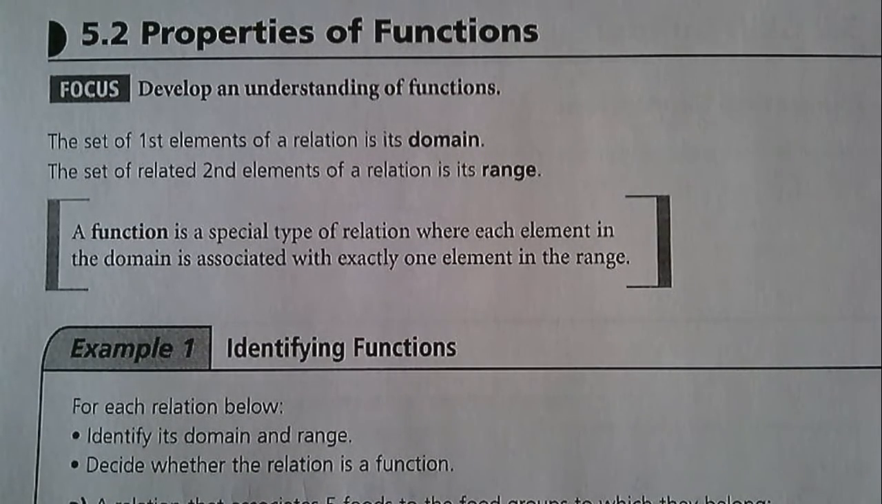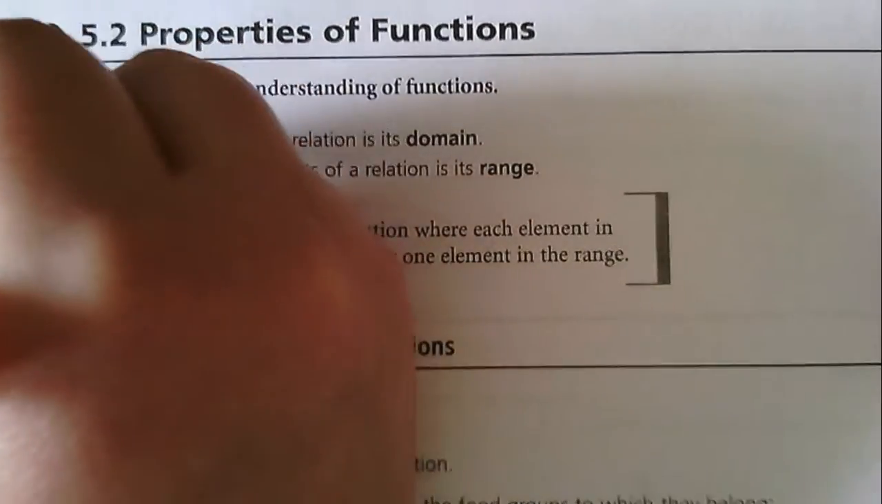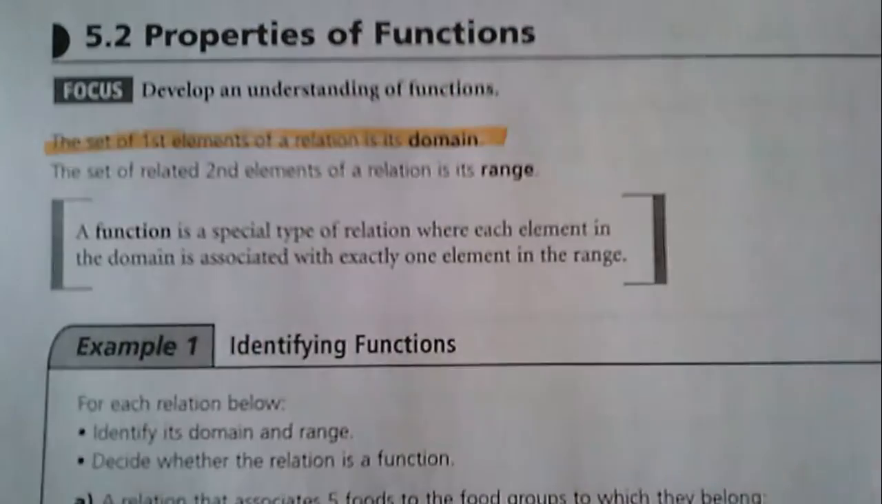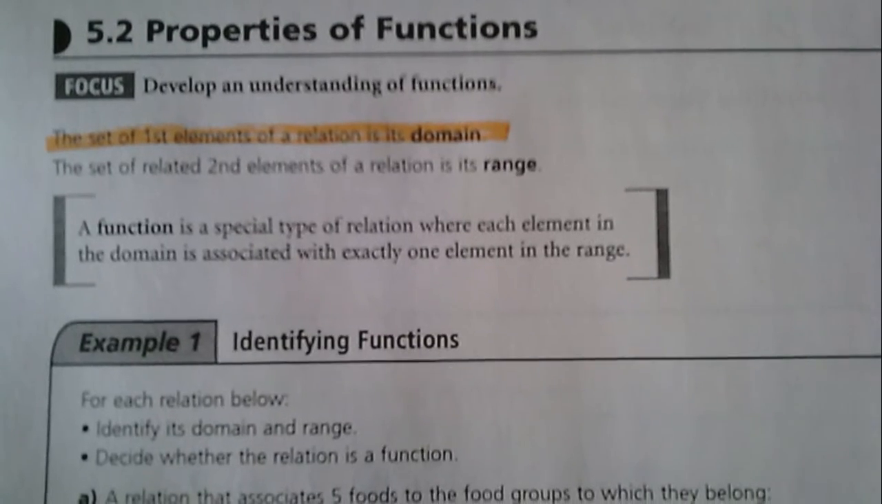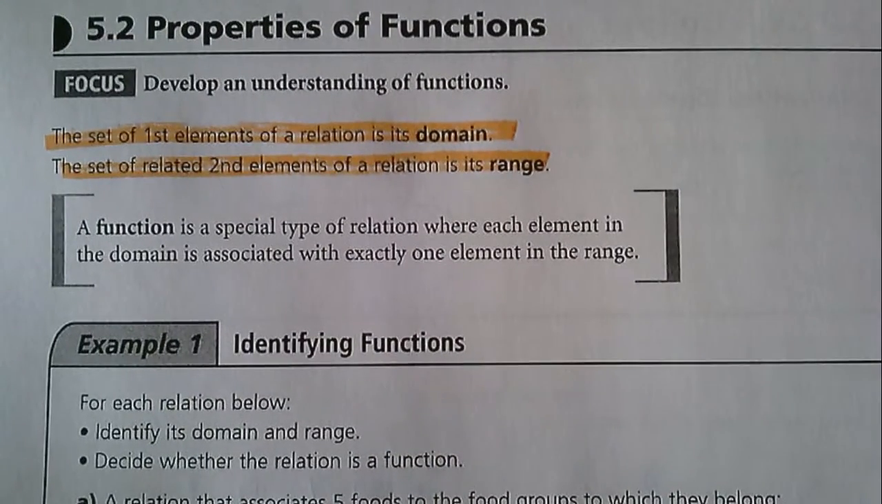So the set of the first elements of a relation is called its domain. When we look at the first set in a relation, that is the domain. And the second set of the relation is known as its range. So domain is the first set, range is the second set.